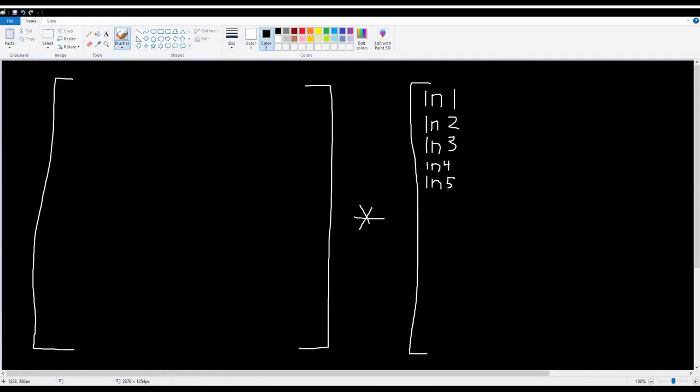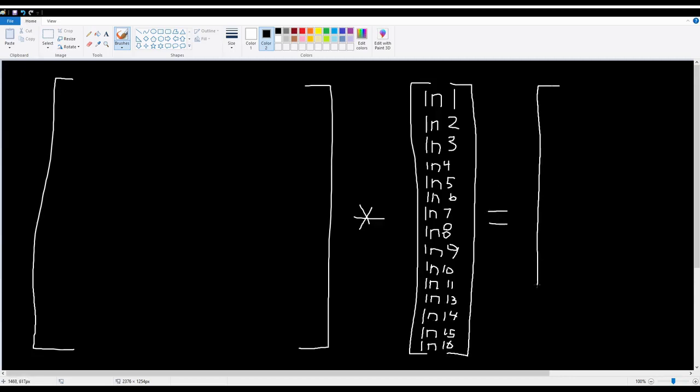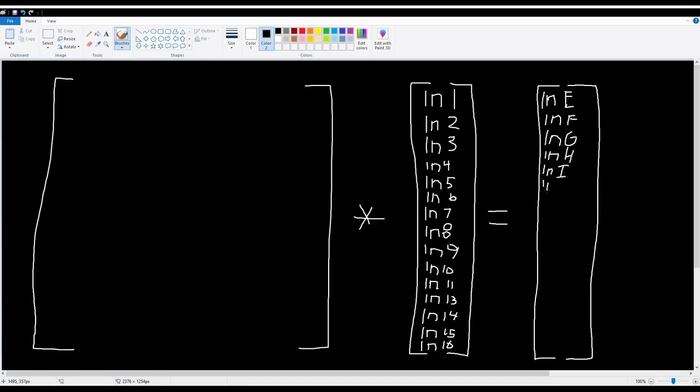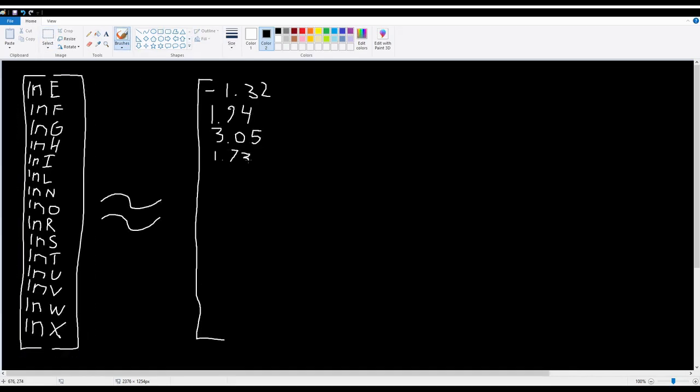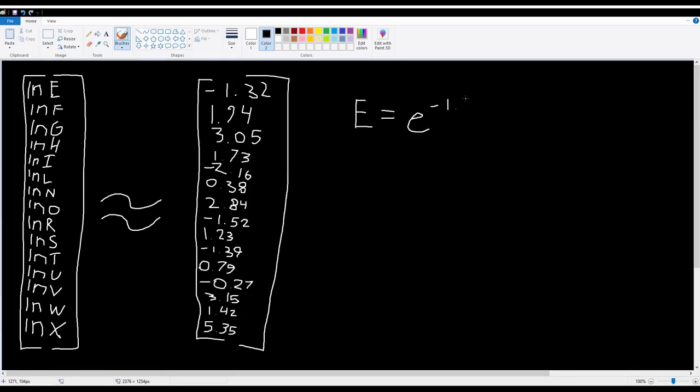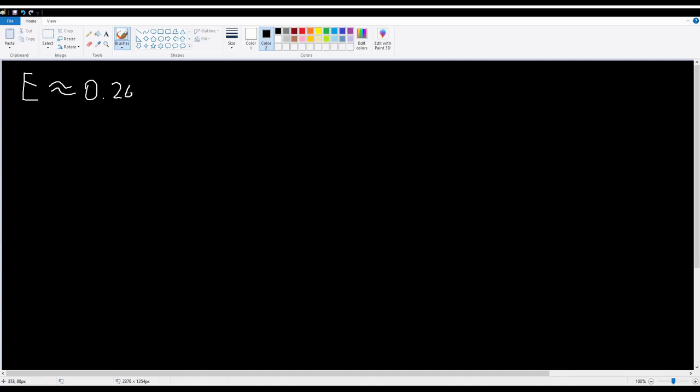Now we just have to take our inverse matrix and multiply it by a matrix containing the first 15 natural logarithms, except skipping 12 and going to 16. And that'll give us a matrix with the values of the natural logarithms of the letters E, F, G, H, I, L, N, O, R, S, T, U, V, W, and X, which are the only letters in the spelling of the first 16 letters. Wait, numbers. Whatever. So I did that, and then to get the actual values for these letters, you have to do e to the power of each of these numbers. And so now I have the objective value for each of these letters.